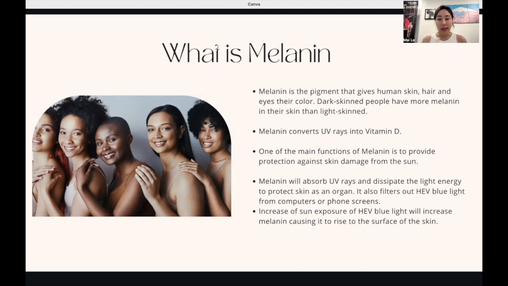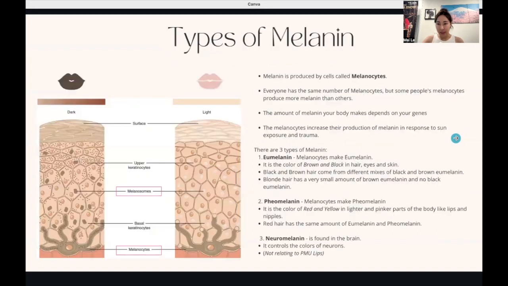One of the main functions of melanin is to provide protection against skin damage from the sun, because it absorbs UV rays and dissipates the light energy to protect skin as an organ. It also filters out HEV blue light from computers and phone screens, and increased sun exposure or HEV blue light will increase melanin, causing it to rise to the surface of the skin.